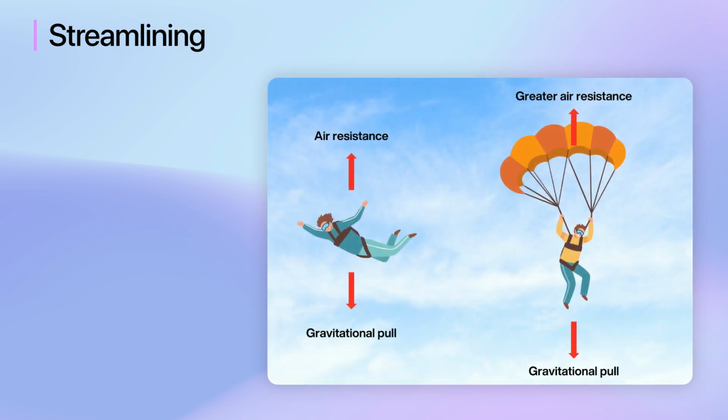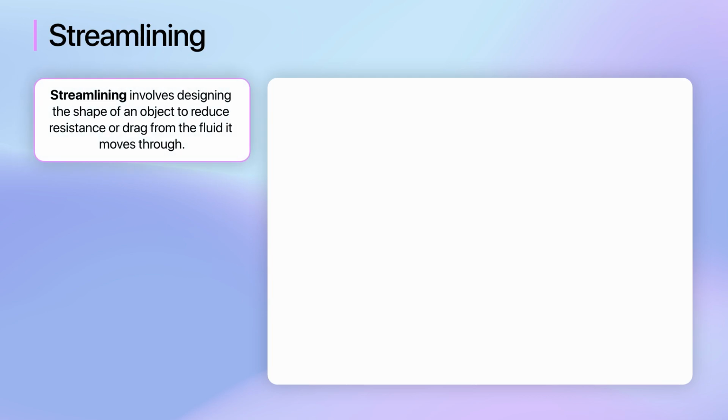Another method to increase efficiency is streamlining, particularly in systems that involve the movement of fluids, such as air or water, or objects moving through these fluids. When objects move through the air, they face a force called air resistance, or drag, which opposes their motion. The amount of air resistance depends on the shape, size, and speed of the object. Streamlining involves designing the shape of an object to reduce resistance or drag from the fluid it moves through.